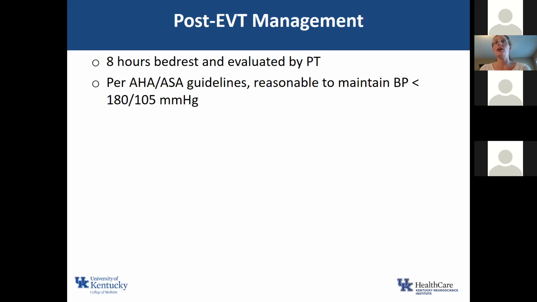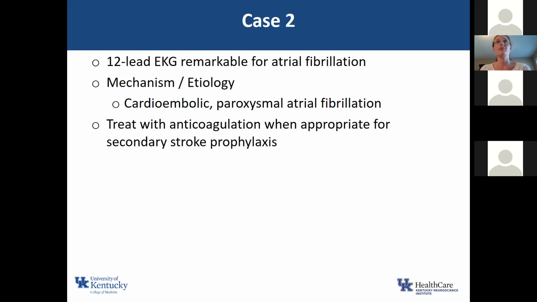After a mechanical thrombectomy, they have to be on bed rest for 8 hours. We have to keep their blood pressure reasonable. The goal from the American Heart Association is less than 180/105, but typically our interventional radiologists and neurosurgeons like to keep it less than 140, in fact, even lower than that. We get a 12-lead EKG throughout all of this on this patient, and it does show atrial fibrillation. So that is most likely his mechanism. He had a cardioembolic stroke from paroxysmal AFib that caused that large vessel occlusion.